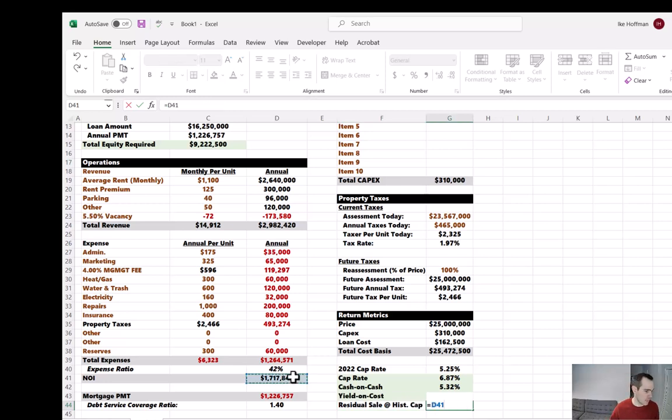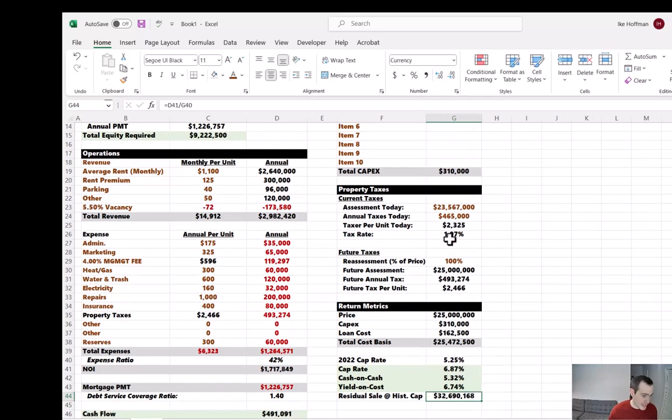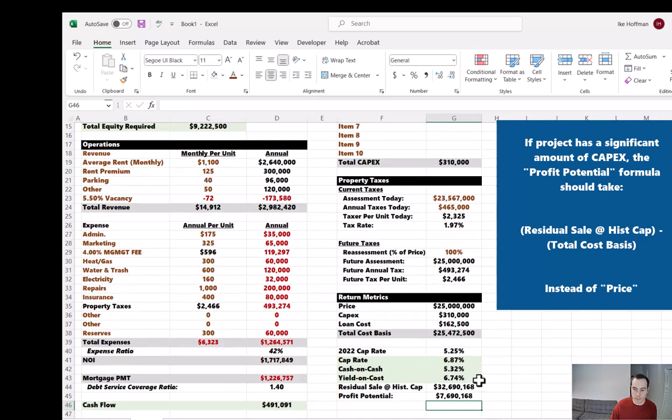If we take the 1.7 pro forma NOI and divide it by the market cap rate, the 5.25%, assuming we execute our business plan, we could in theory sell it back to the market for about $32.7 million. Therefore, we have a profit potential of about $7.7 million.